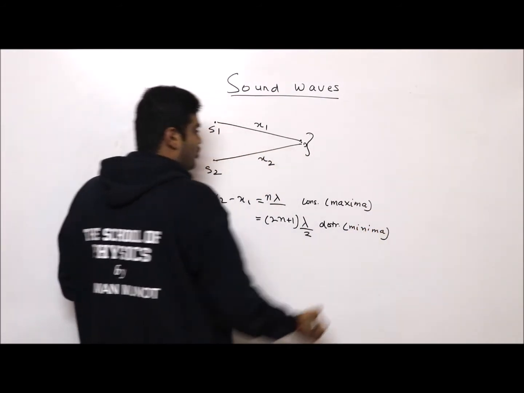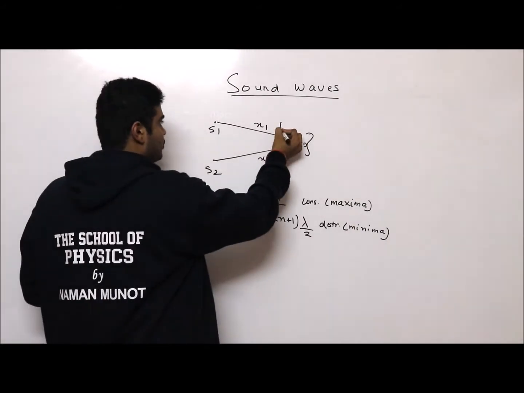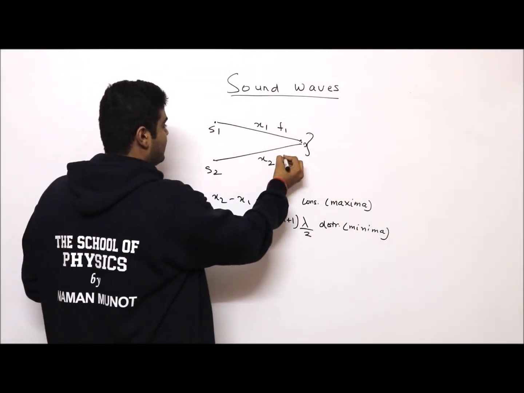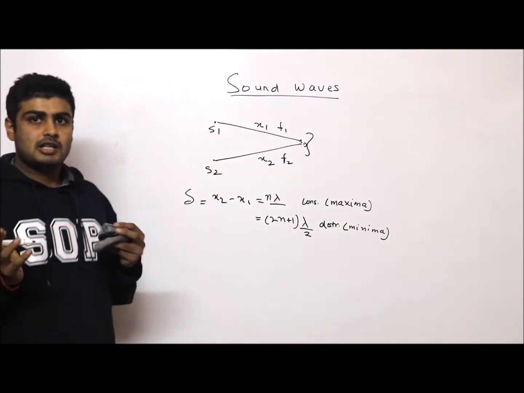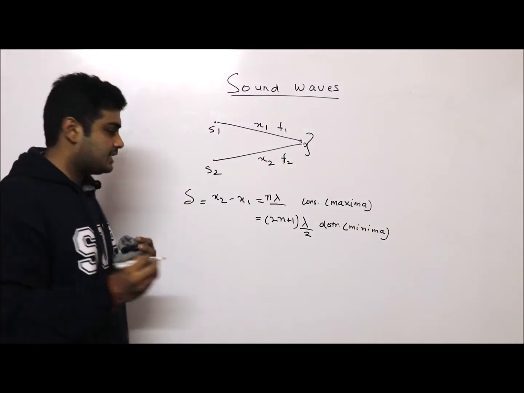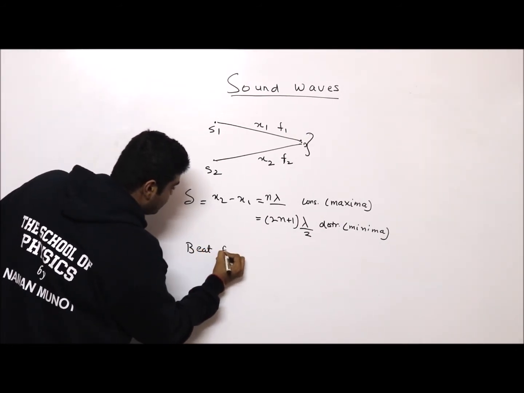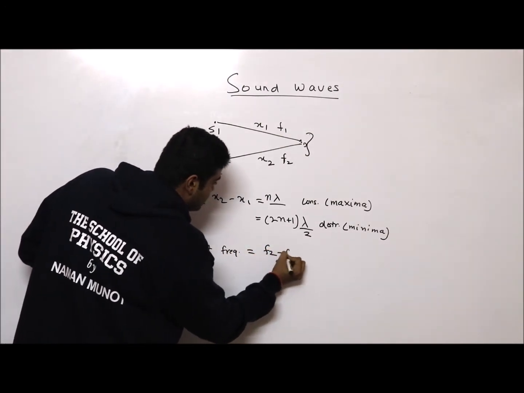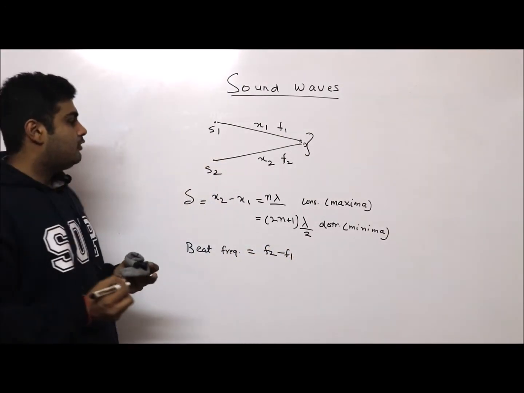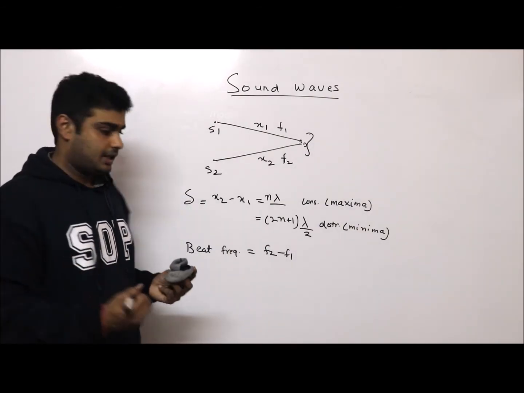And how many maxima and minima will you hear in 1 second? Suppose the frequency of this source is f1 and the frequency of this source is f2, then the number of maxima and minima that you hear in 1 second is called the beat frequency, which is equal to f2 minus f1.